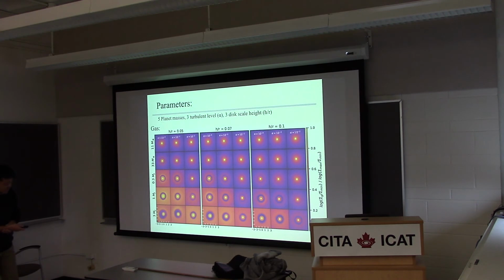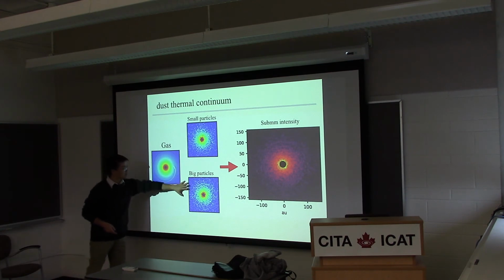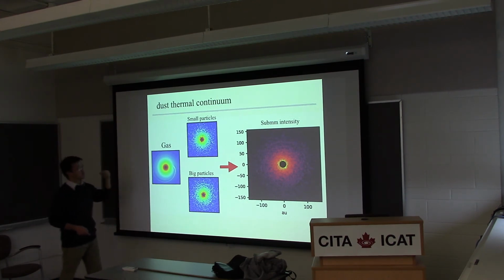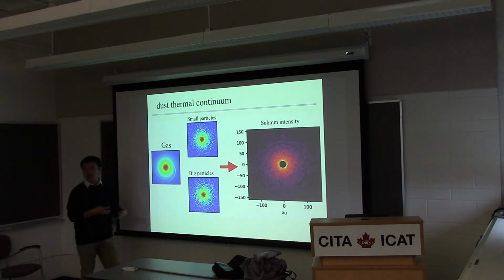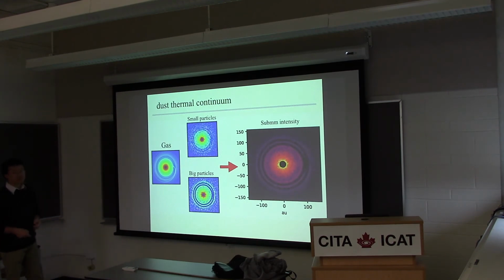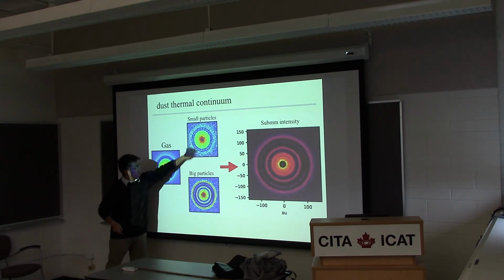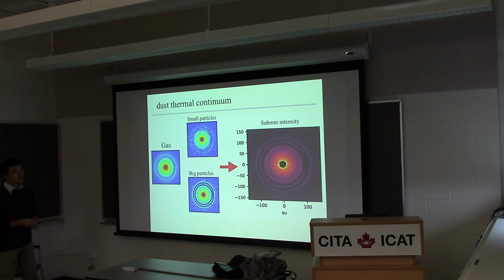In these simulations, we not only have gas, we have particles, small particles and big particles. In order to generate these ALMA observations, we need to give opacities to these particles. Small and big particles have different opacity, so we need to add them together. So I just run the simulation. You see the small particles do not open a sharp gap, but the big particles open a sharp gap. And then eventually we generate these synthetic observations.